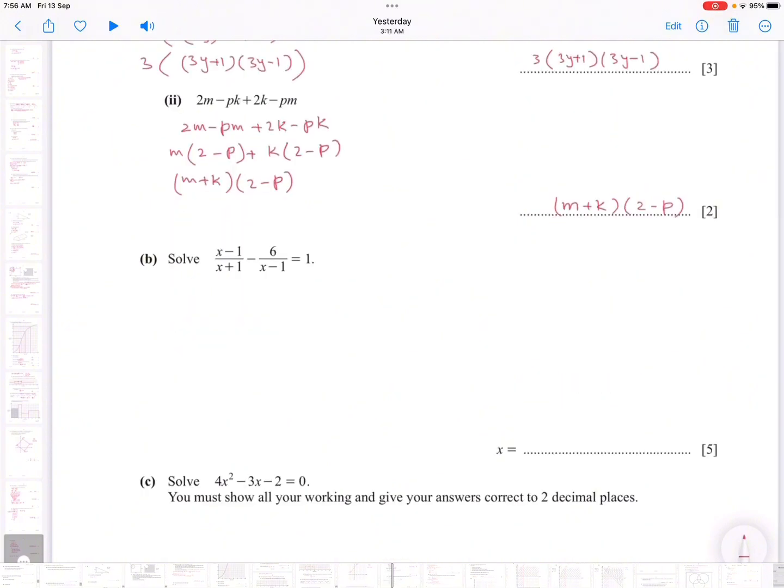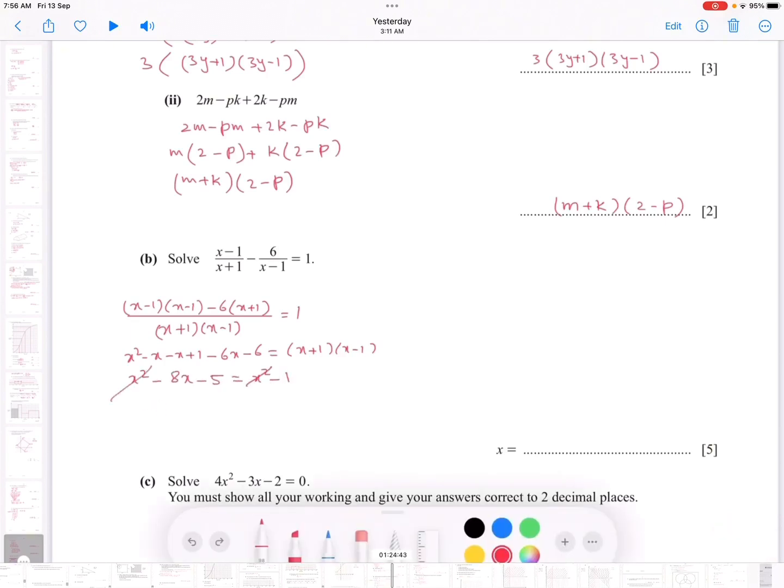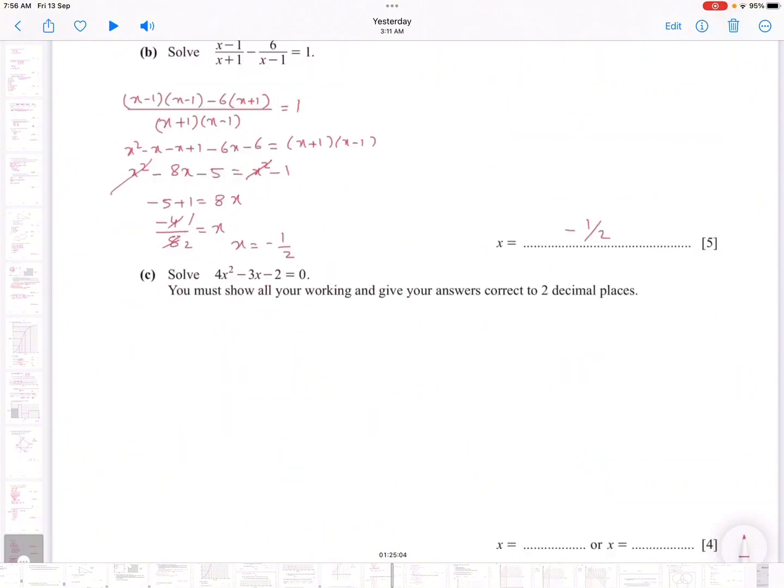Solve (x minus 1) over (x plus 1) minus 6 over (x minus 1) equals 1. So take the LCM, (x plus 1)(x minus 1), and then cross multiply. And now solve the numerator. Collect like terms, and your x is negative 1/2.